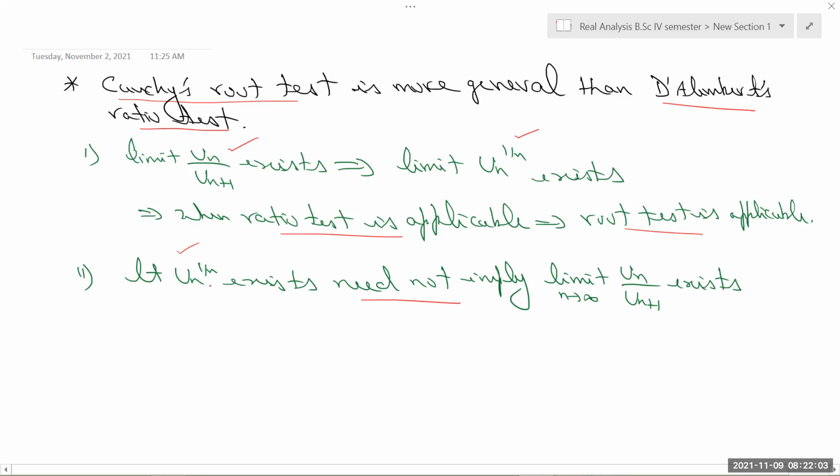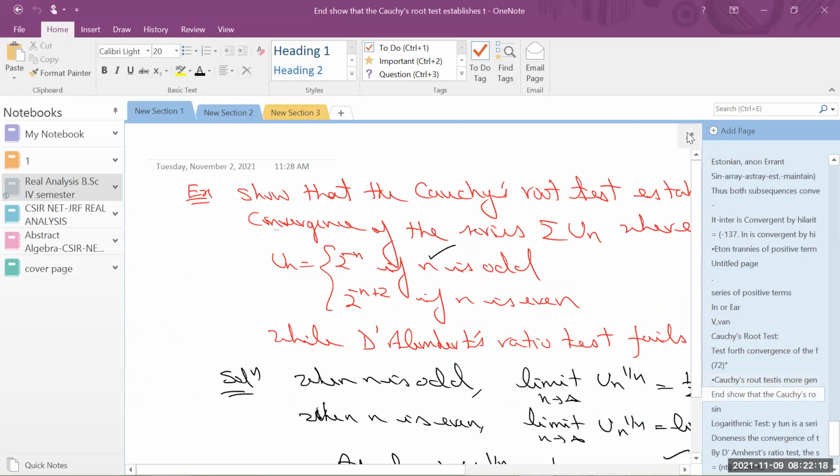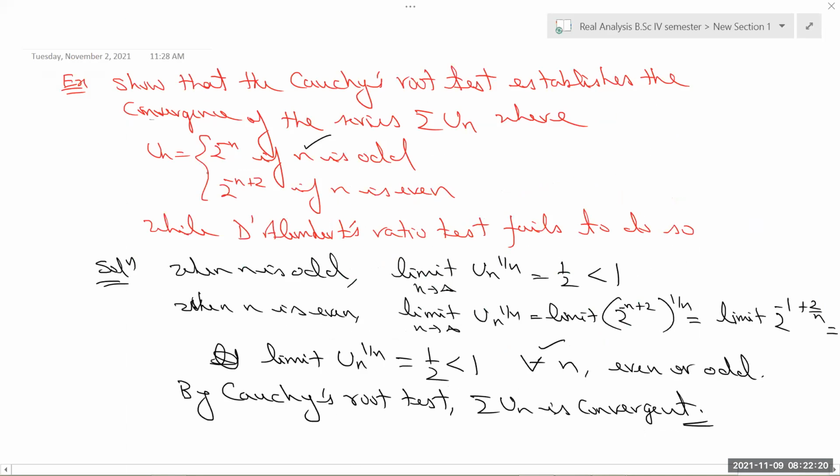I mean, if Cauchy's root test is applicable, it may happen that the ratio test is not applicable. In fact, I have discussed a question based on this one, in which one can check that as per Cauchy's root test, this series summation un, where un is given by this term, is convergent.